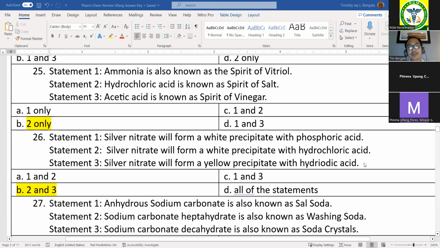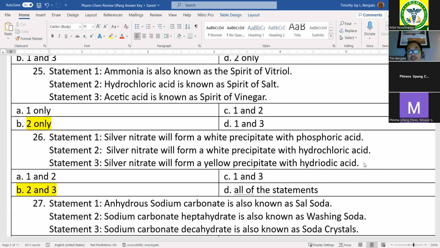Next, number 26. Silver nitrate will form a white precipitate. That is incorrect. Yes, it will form a precipitate with phosphoric acid, but that precipitate is yellow, yung silver phosphate. This is also one of the identification tests for the phosphate, kaya very unique yung yellow color niya.